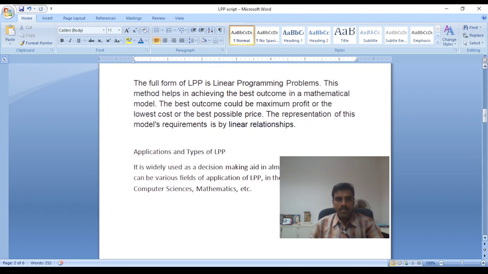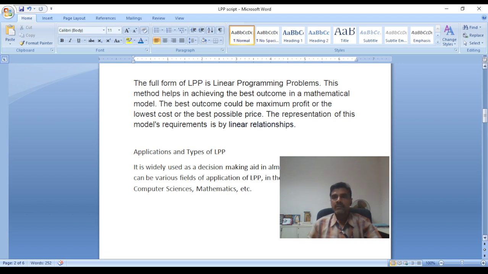You may hear about LPP so many times in so many places. The full form of LPP is linear programming problem. As I already mentioned, this method helps in achieving the best outcome in a mathematical model. The best outcome could be either maximum profit or lowest cost. If you are going for sales revenue, it's a maximization case, and if you are going for expenses, it's a cost, so you have to minimize ultimately.